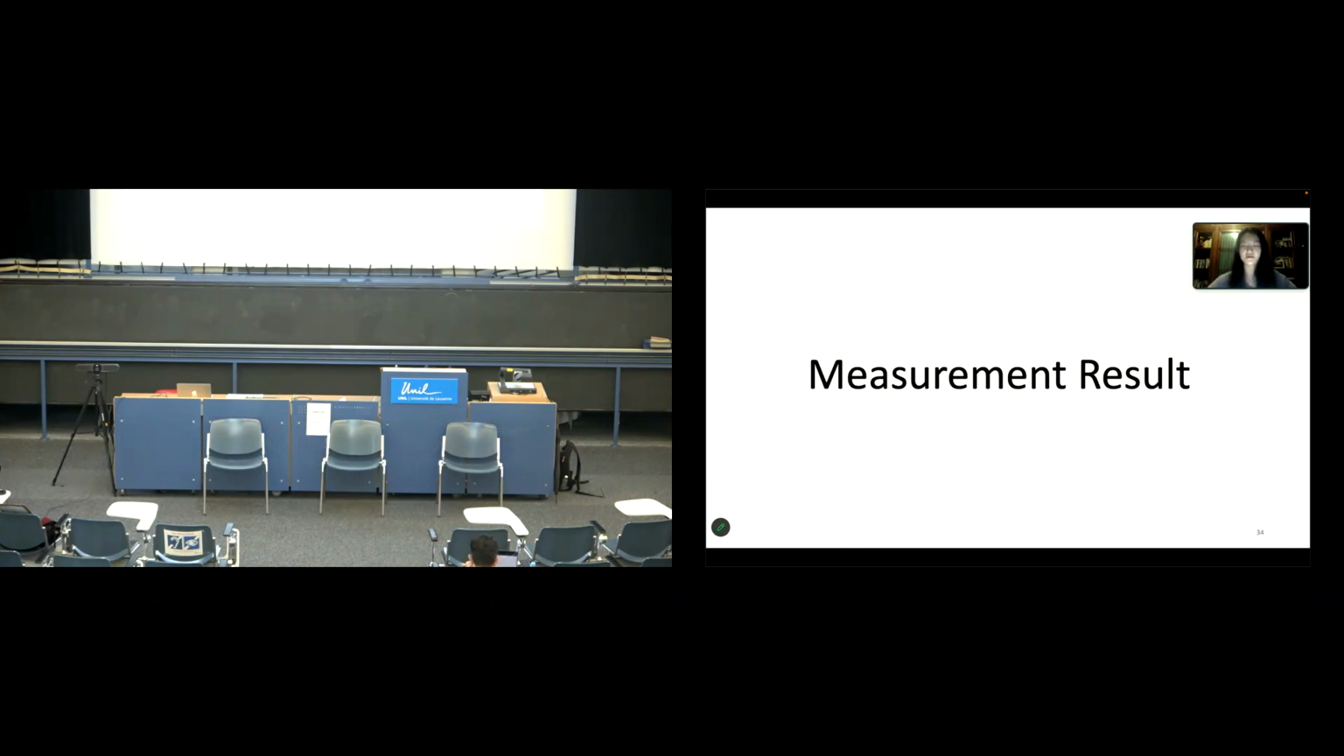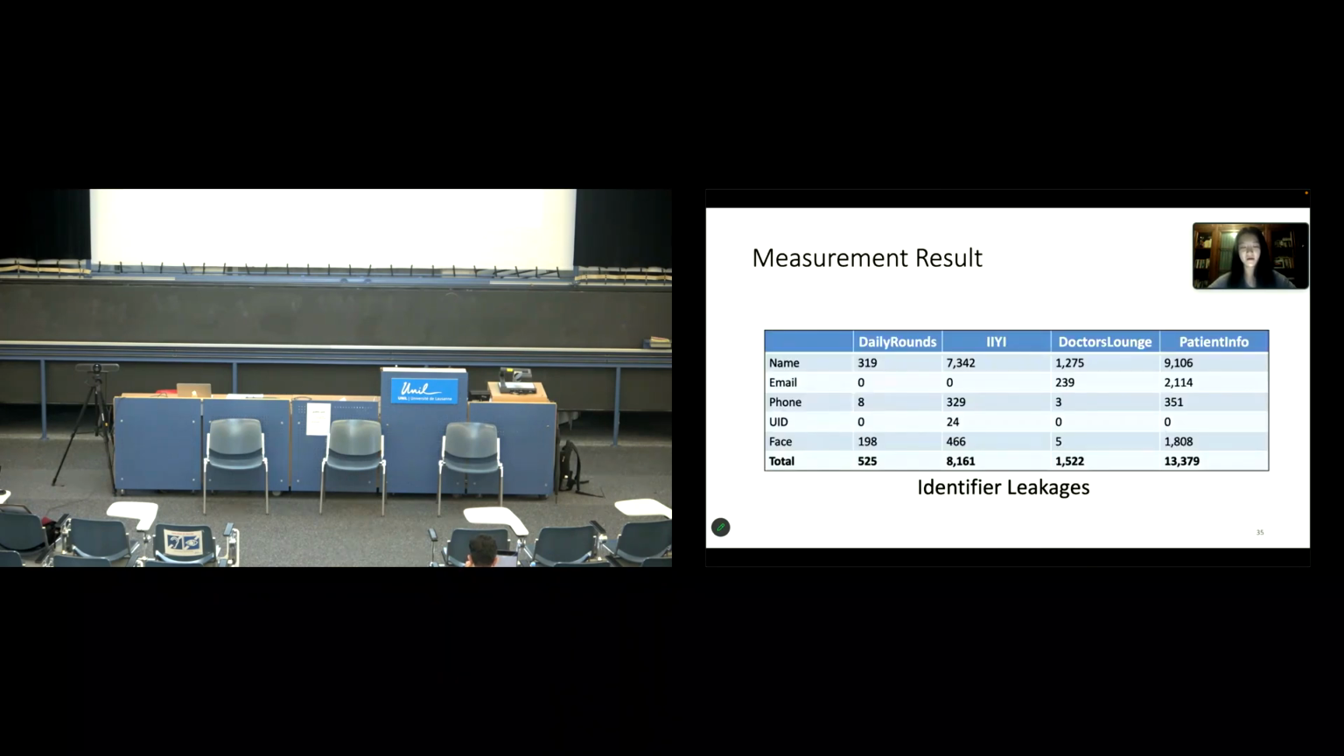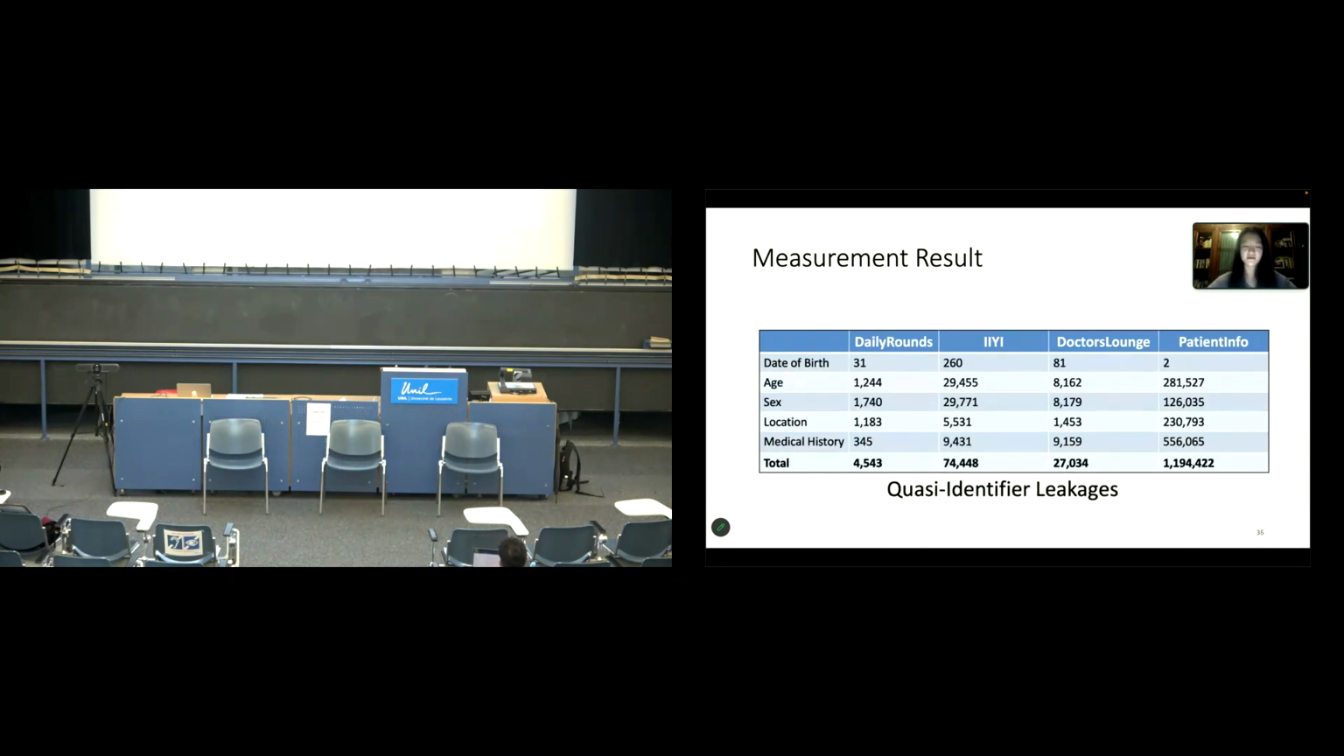After that, we leverage our tool to perform a measurement analysis on those websites. We find an alarming identifier leakage across all of the websites. It's also the same for the quasi-identifiers. So we dive deeper into those leakages to investigate the pattern, reasons, and necessity of sharing the sensitive information.